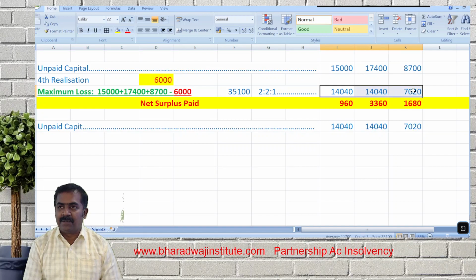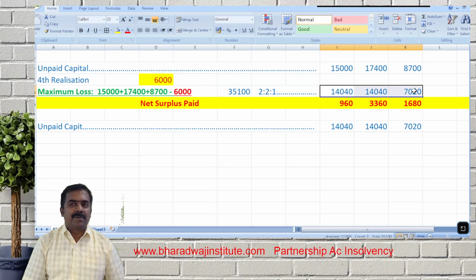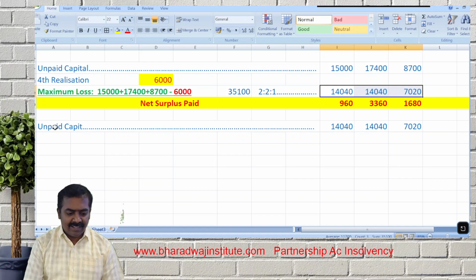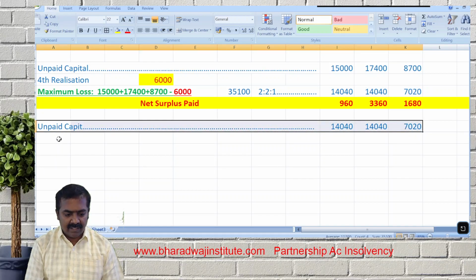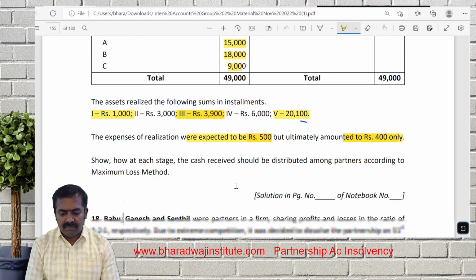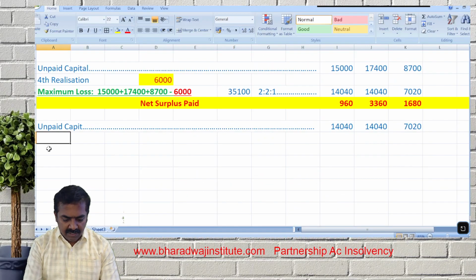What was the previous maximum loss? Maximum loss means amount not paid. 1440, 1440, 7020. That will become unpaid capital now. Again, which realization next? Fifth realization. How much is in the fifth realization?